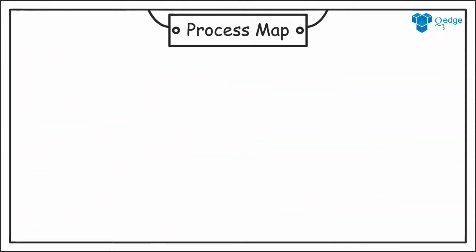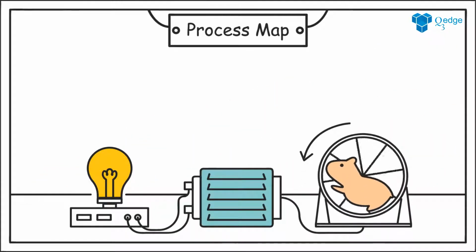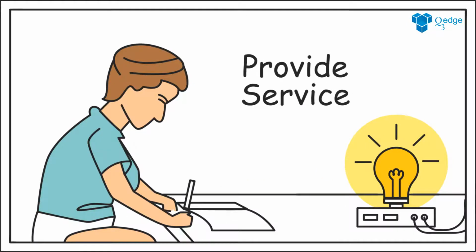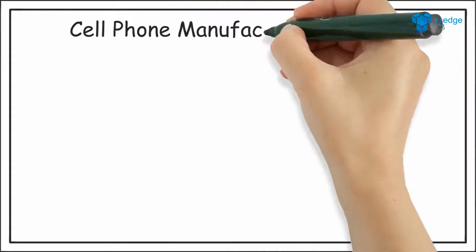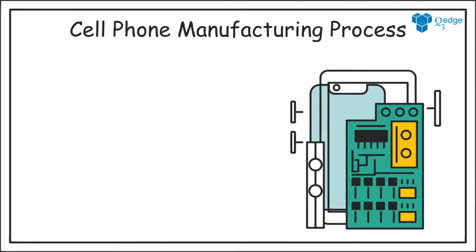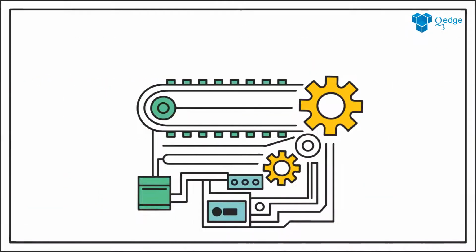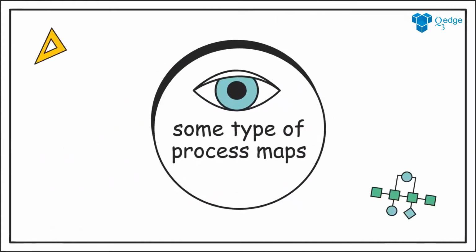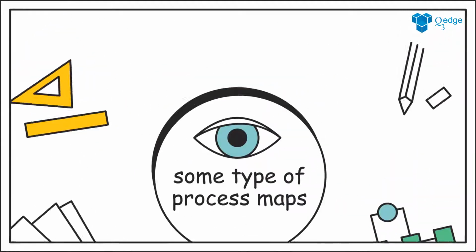The process map is typically a diagram to represent a flow of activity to finish a product or provide any services. For example, a cell phone manufacturing process turns raw material into a phone. It is important to continually improve the process according to the purpose. Let's see some types of process maps.